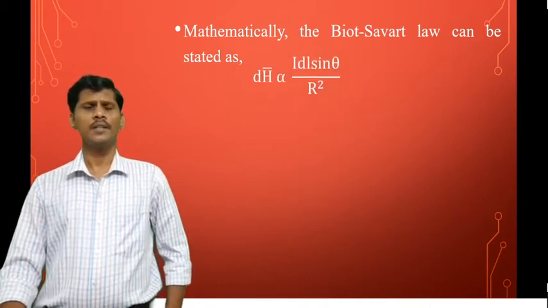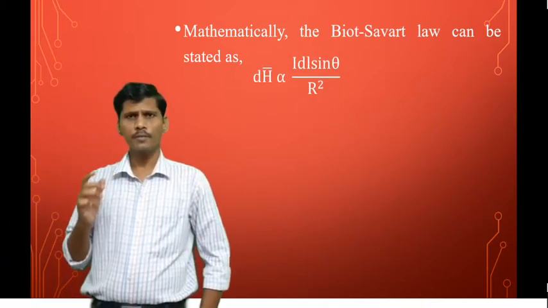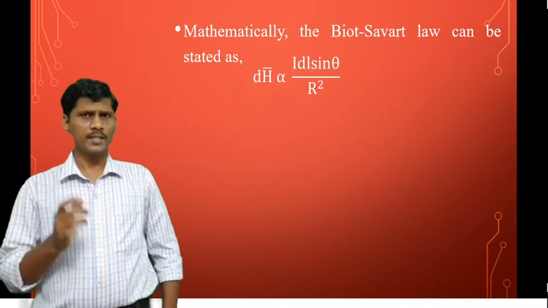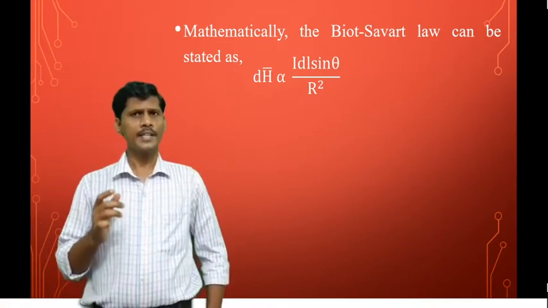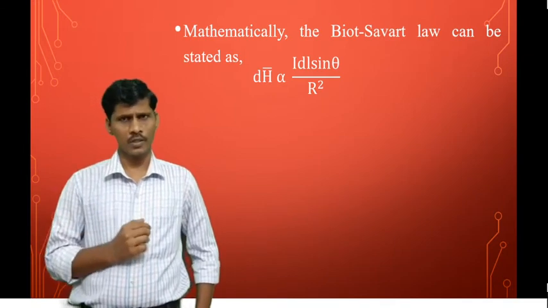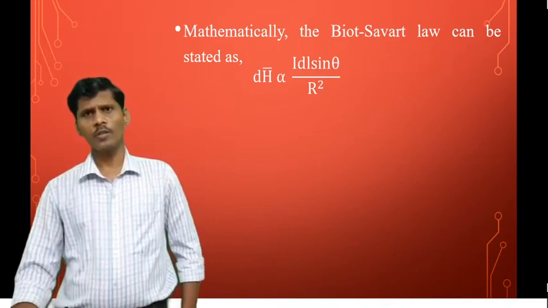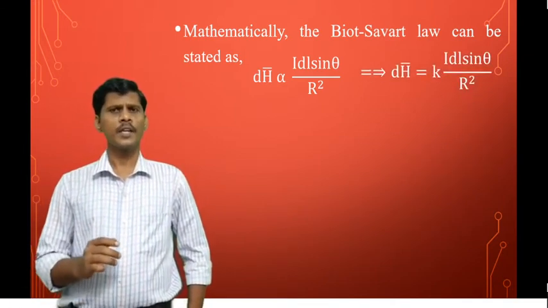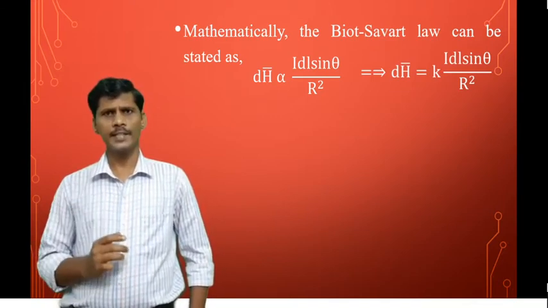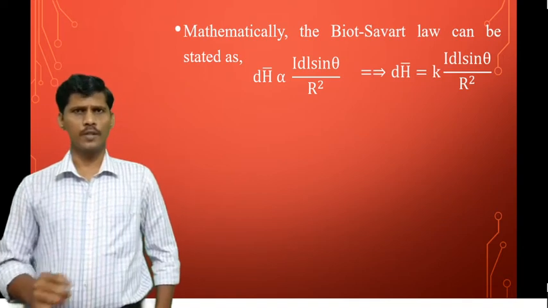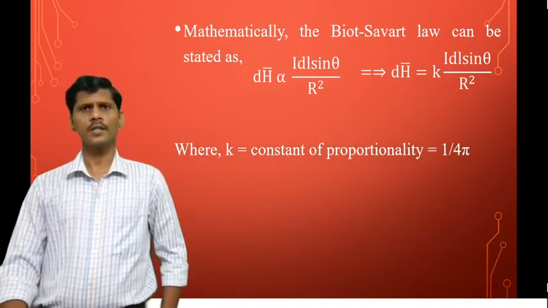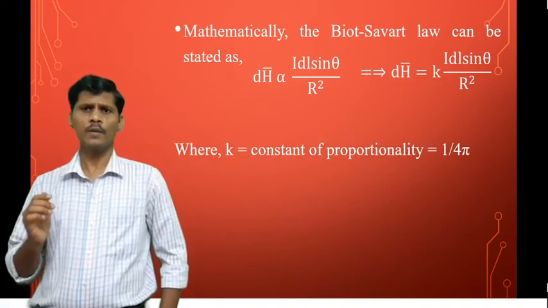Mathematically, the differential magnetic field intensity at a point P, dH bar, is directly proportional to I dl sin theta by r square. That is, dH bar is equal to k into I dl sin theta by r square, where k is the proportionality constant. The proportionality constant k is equal to 1 by 4 pi.